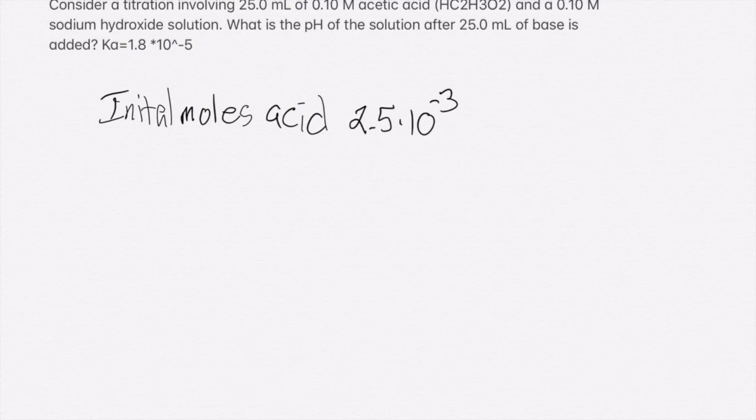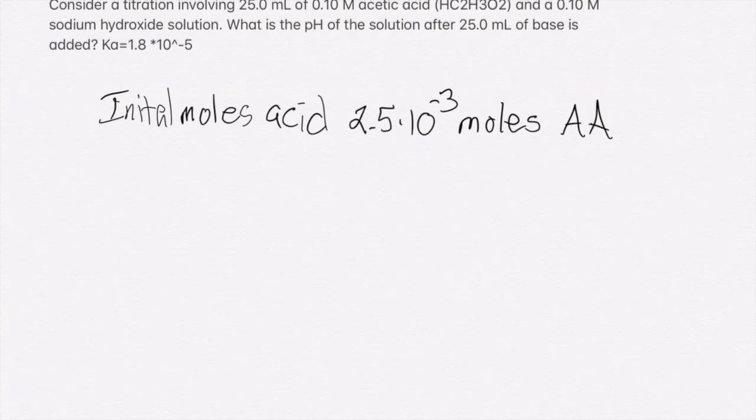We're now ready to begin working a problem involving the equivalence point. At the equivalence point, the moles of base added is equal to the moles of acid you originally had. From our previous problem, we knew that we had 2.5 times 10 to the minus third moles of our acetic acid, which I'll represent as AA.